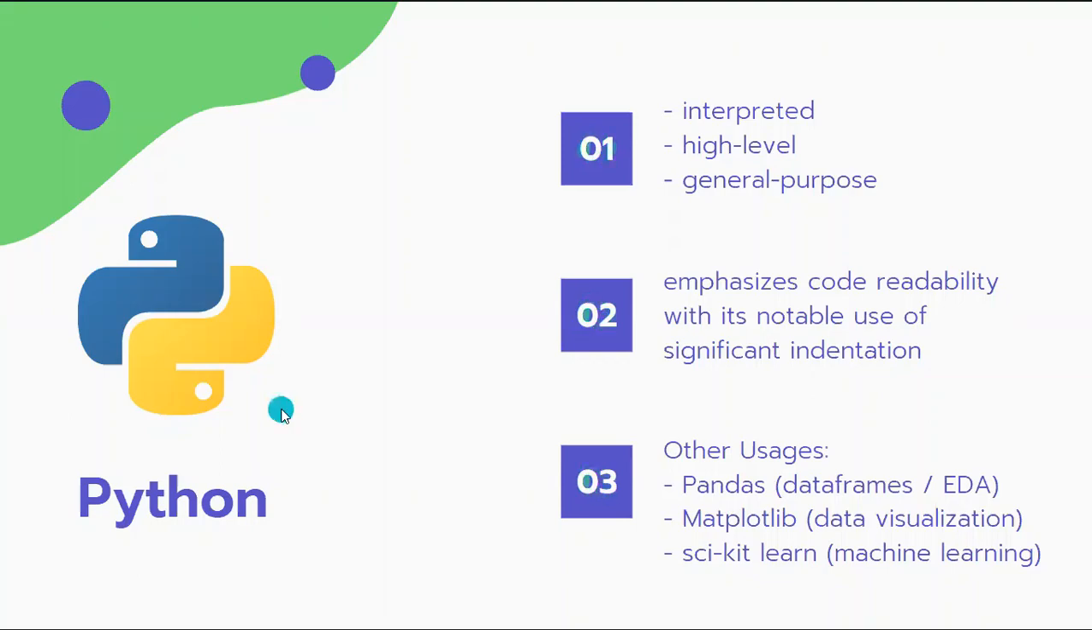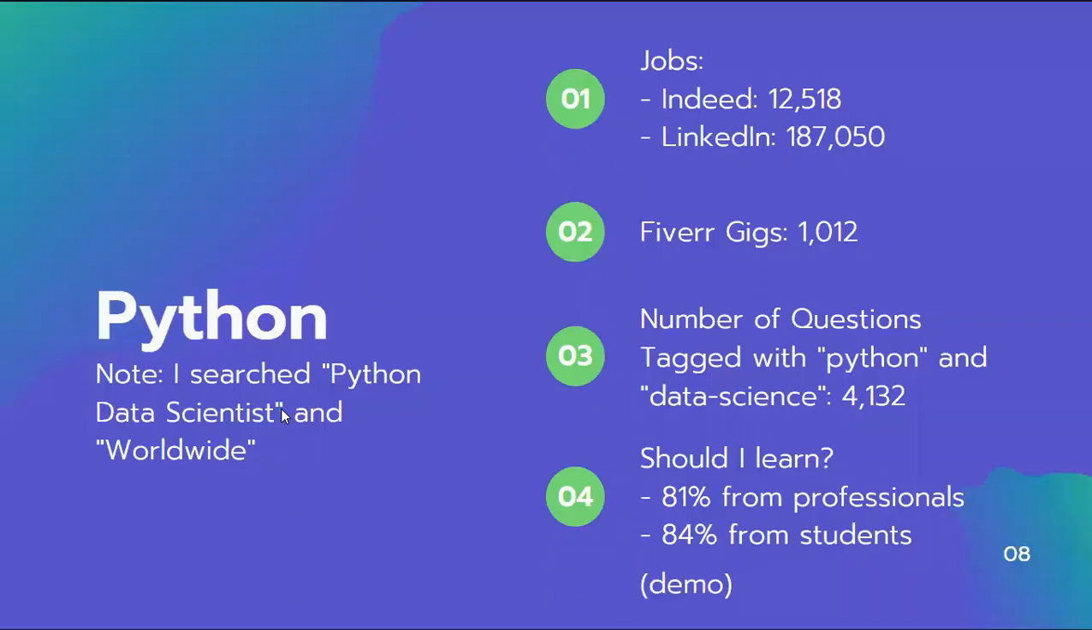As for the metrics, on Indeed there are 12,518 jobs, and on LinkedIn there are 187,050 jobs. On Fiverr there are 1,012 gigs. On Stack Overflow, there are 4,132 questions with the tags Python and data science. From the Kaggle survey, 81% of professionals and 84% of students said they recommend learning Python.